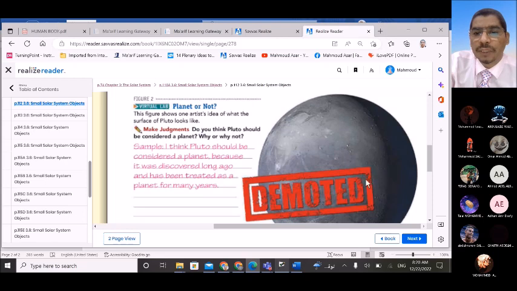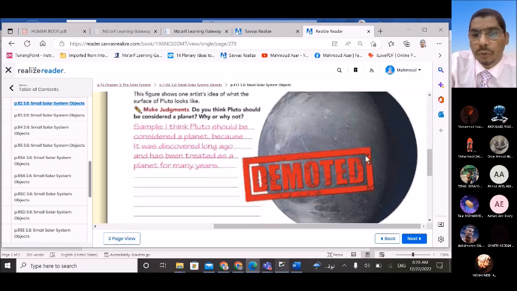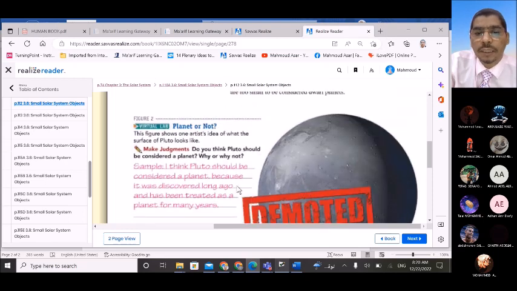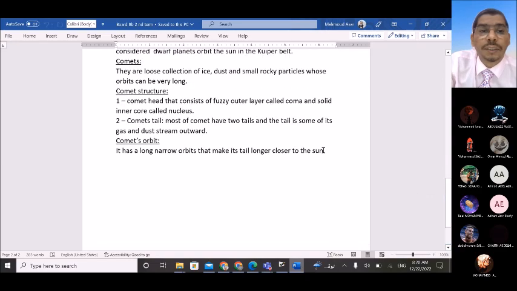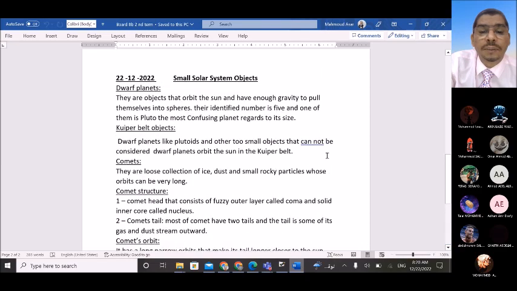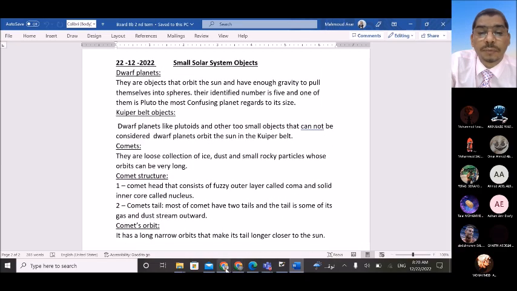So this is the Pluto planet, and it cannot be considered as a planet because its size is smaller than the moon. What about the comets? Look at this diagram that I sent to you yesterday night. I think it was in the WhatsApp group.